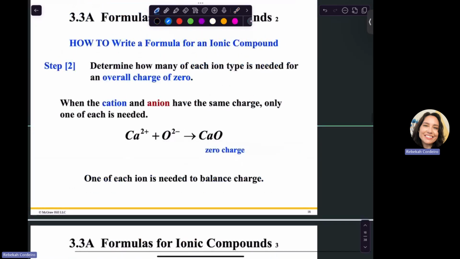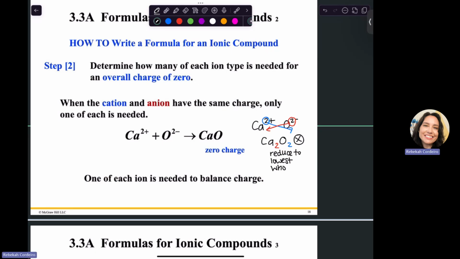If we go back really quick, I'll show you the downfall of crisscrossing. So if you try to crisscross this one, you're going to take the 2 and go here. We'll take this 2. Again, we only crisscross the numbers, not the signs. And we get Ca2O2. But you'd be marked incorrect for this, because in ionic compounds, we have to reduce to lowest whole number ratio. So you would have to take that Ca2O2 and make it CaO. So crisscrossing is fine, but if they have the same charge, just need one of each.